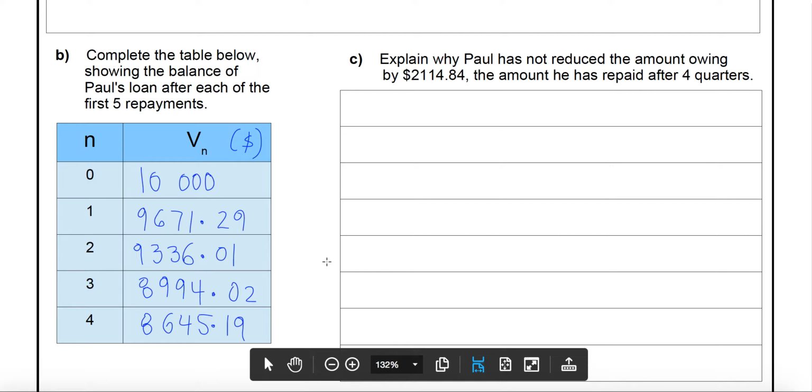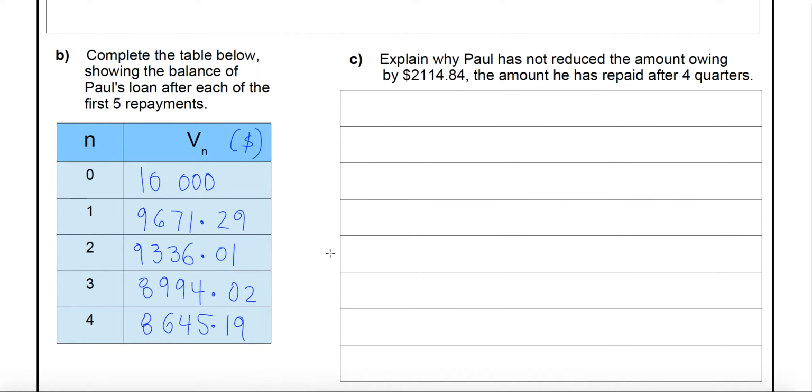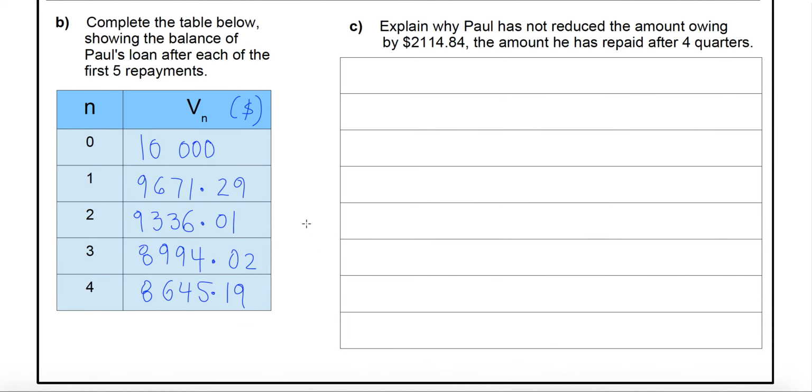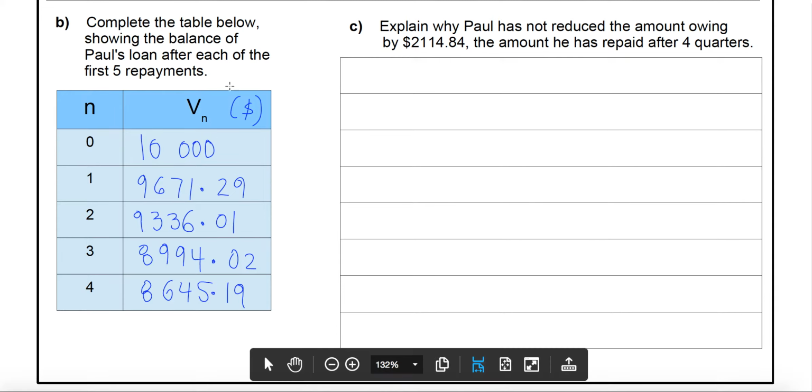Okay, there we go. Now that is after each of the first, it's actually the first 4 repayments, so a little bit of a typo there, because he hasn't actually made a repayment yet. So if you want, you could add a little one down here, or maybe I'll just fix the typo now and just put a 4 there. So this is actually after first repayment, second, third, and then fourth.